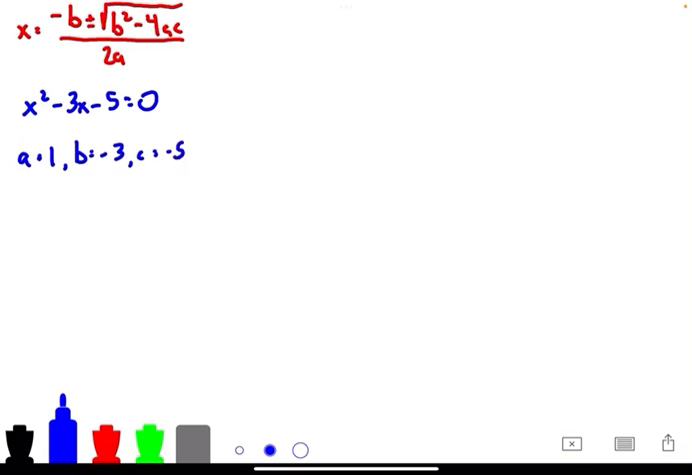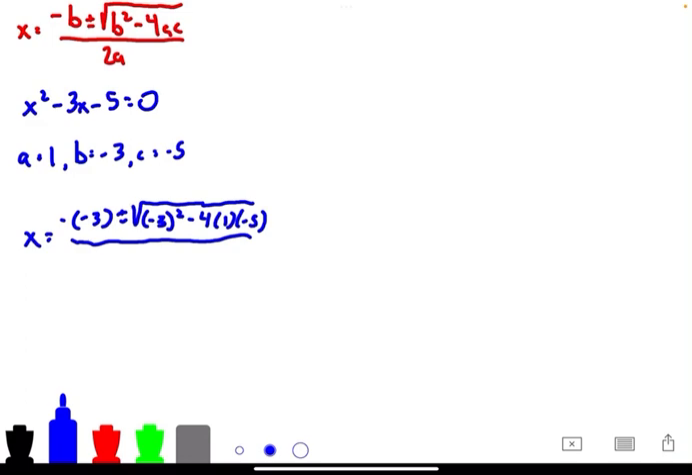So now we're going to go directly to the formula. So we have x is equal to negative b, which is the opposite of negative 3, plus or minus the square root of negative 3 squared minus 4 times 1 times negative 5. And all of this is over 2a, in this case 2 times 1. We come down to the next row.